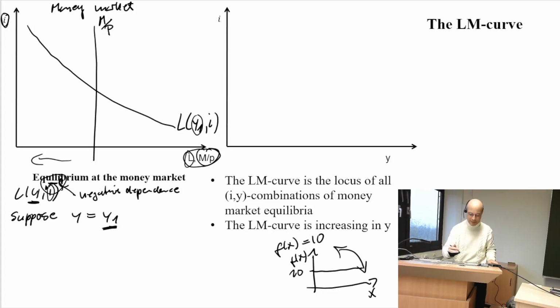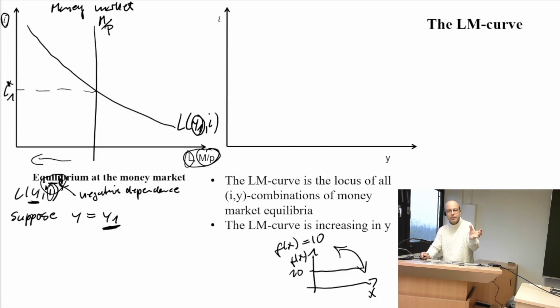So what we then have is an interest rate i star 1, equilibrium at the money market. Money demand meets supply. But this interest rate here is depending on our fixed income y1. Okay?